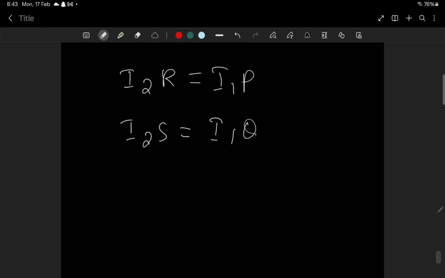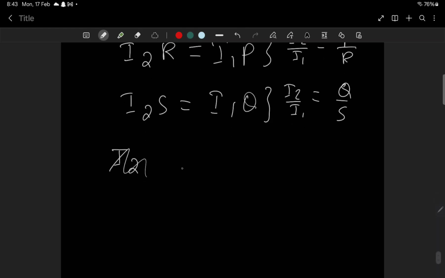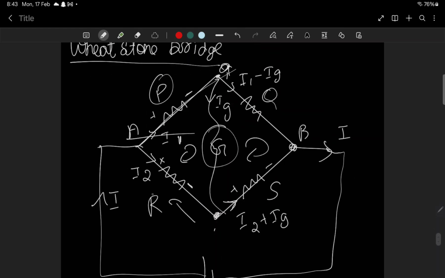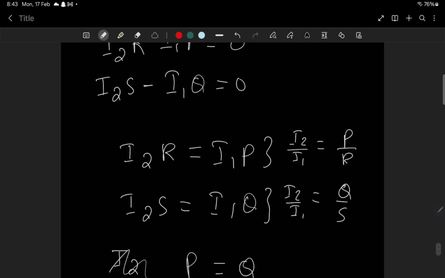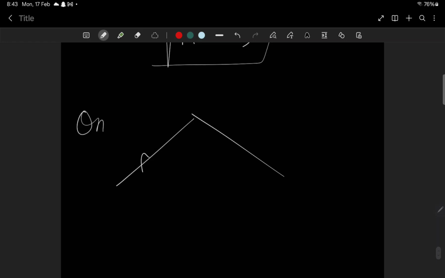Right. So now I am going to write I2 by I1 is equal to P by R, and I2 by I1 is equal to Q by S. So these are equal. So I can write P by R is equal to Q by S. When P by R becomes equal to Q by S, then the Wheatstone bridge is said to be in a balanced condition.